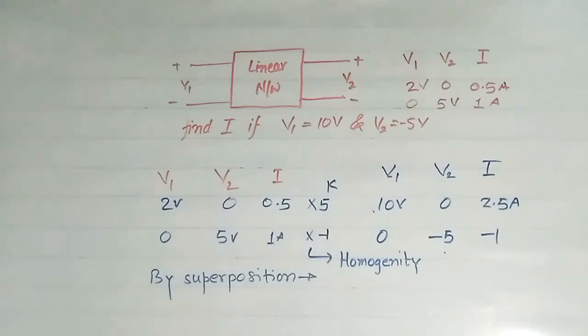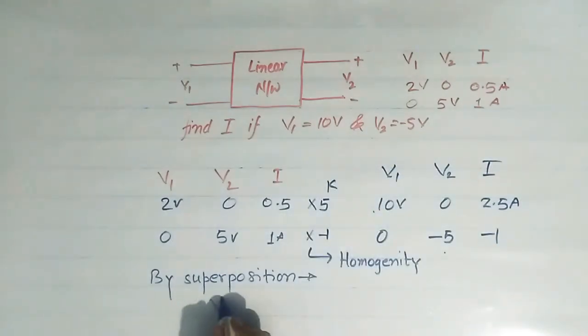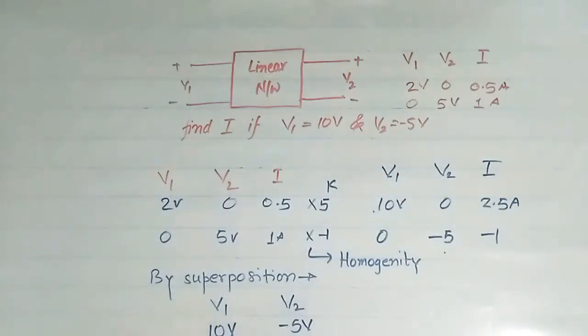So we can simply write it as we add these two. When V1 is equal to 10 volt and V2 is equal to minus 5 volt, it means both these voltage sources V1 and V2 we are applying simultaneously. So the resultant current I in the branch will add up. So it will be equal to minus 1 plus 2.5, that is equal to 1.5 ampere. So this is the answer.